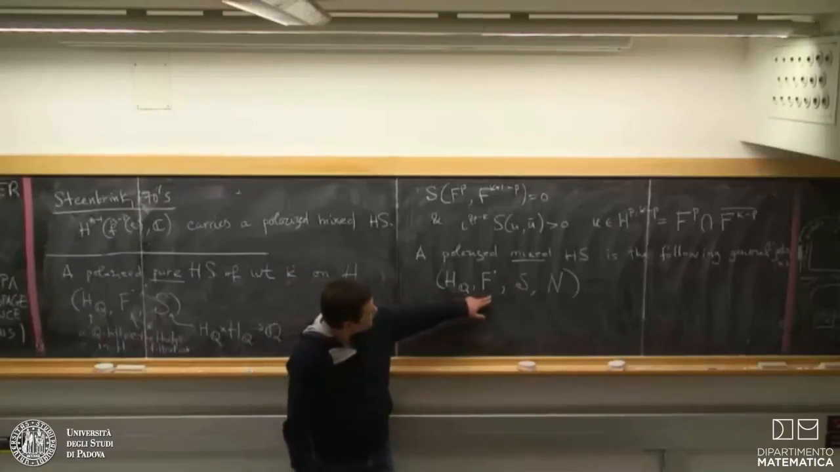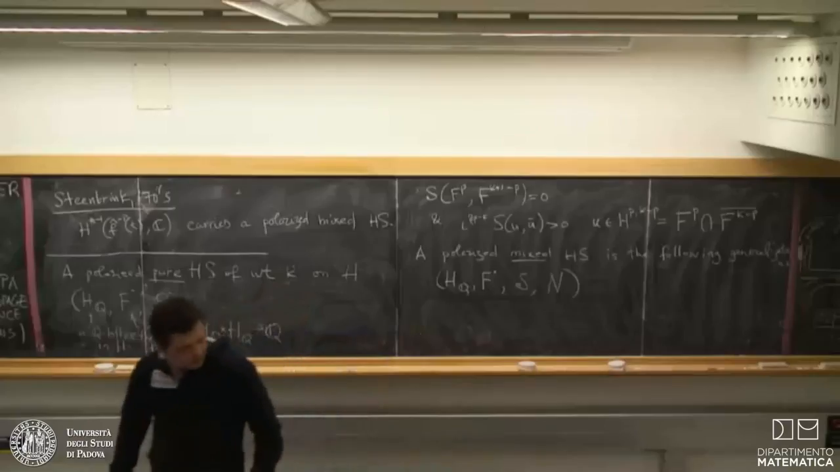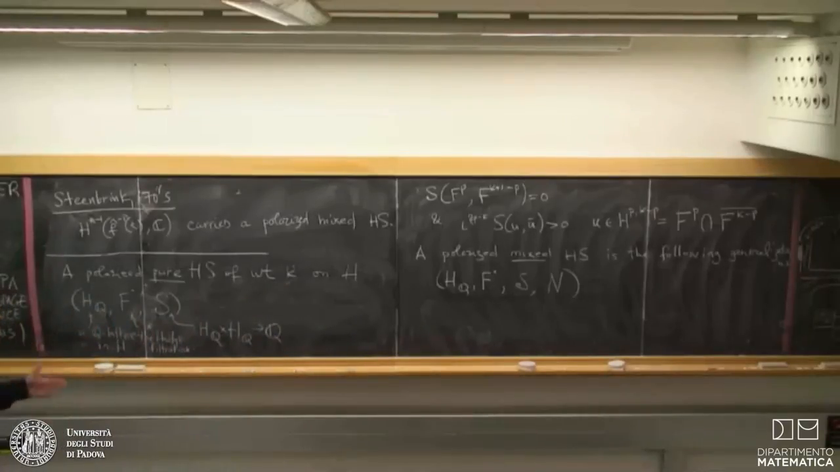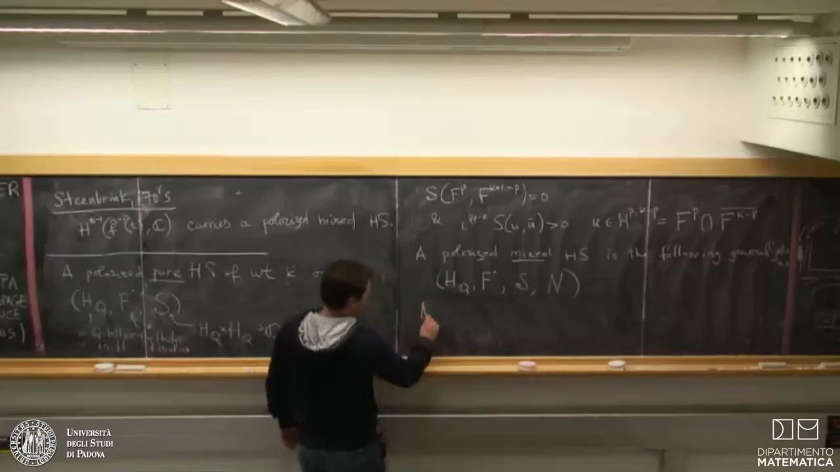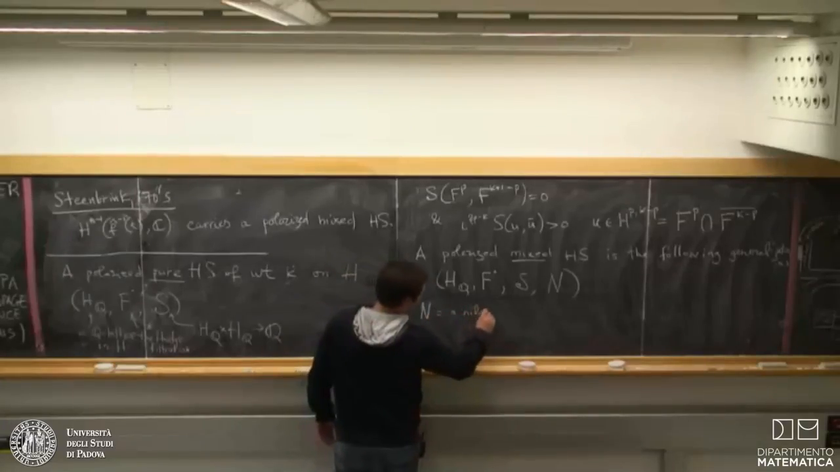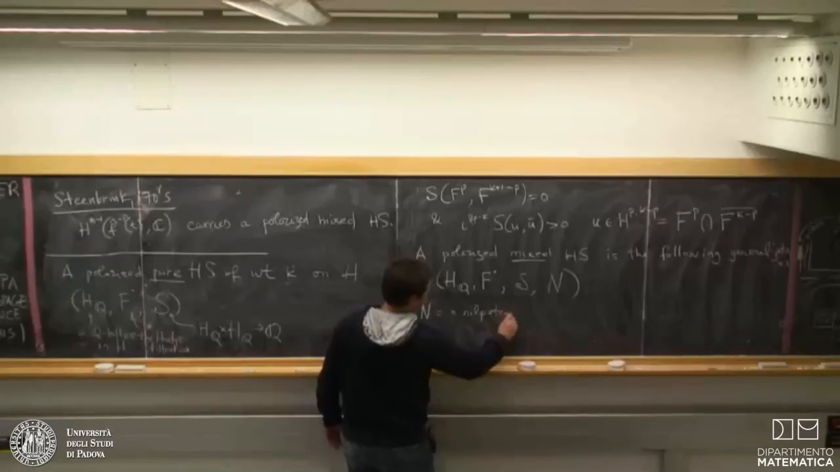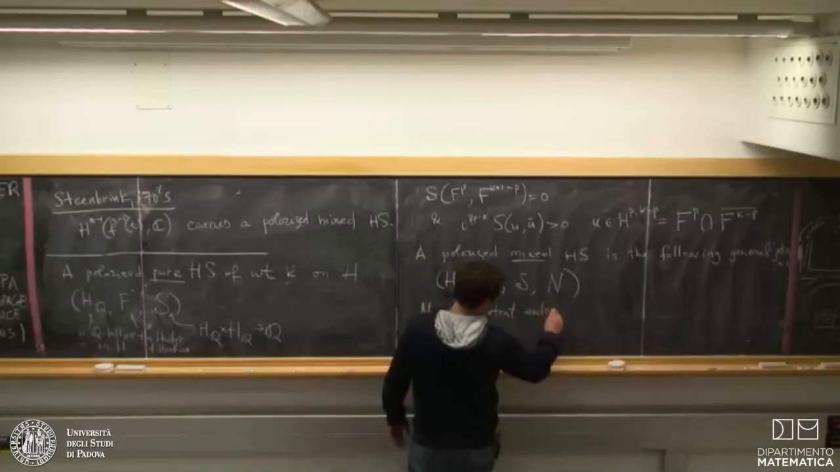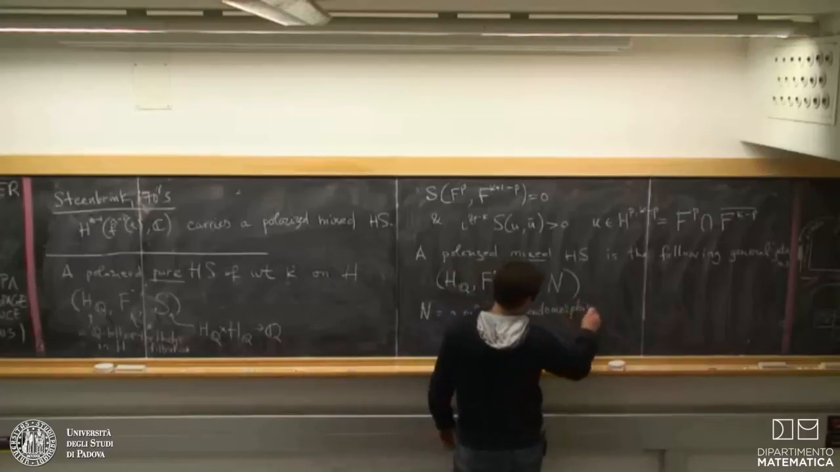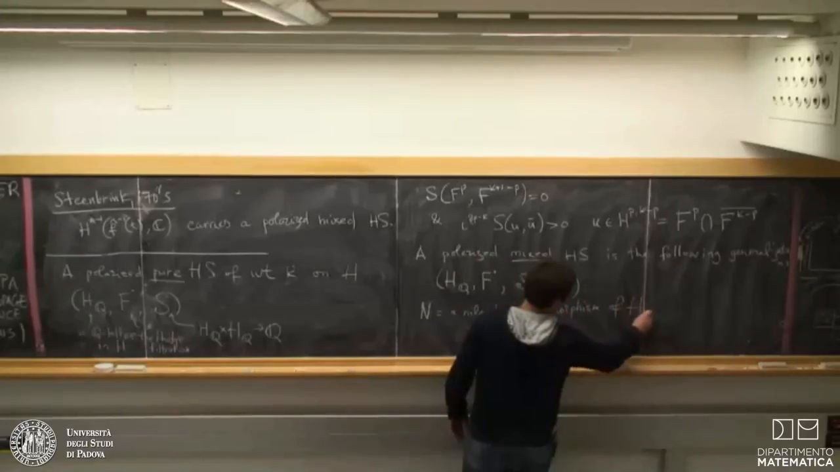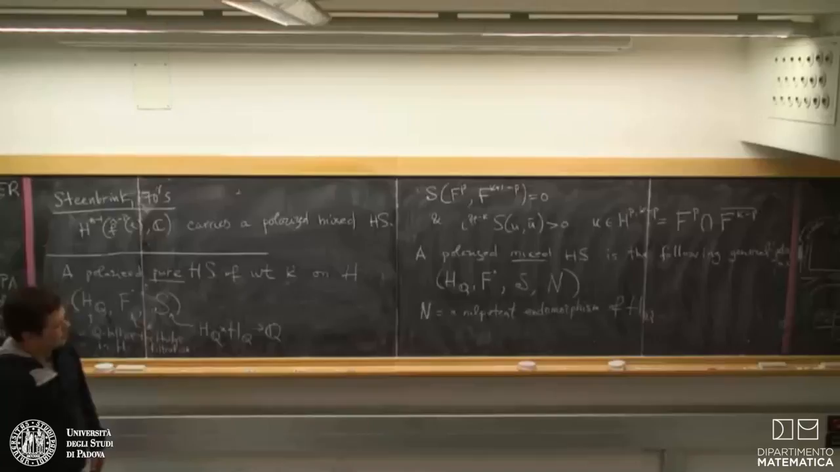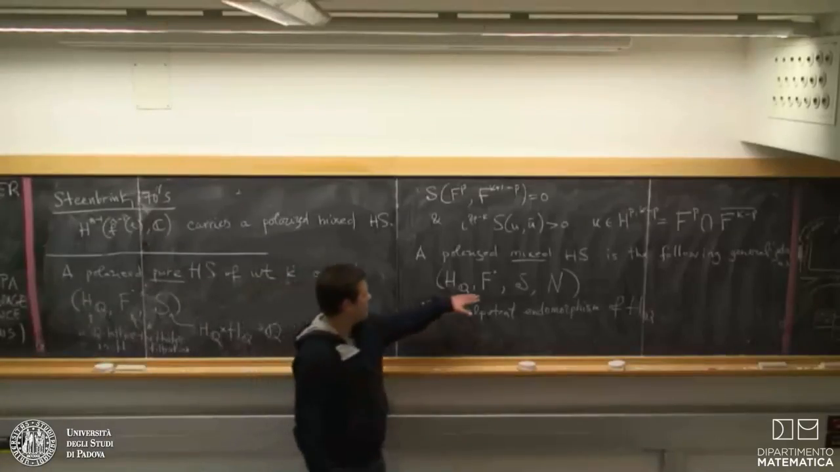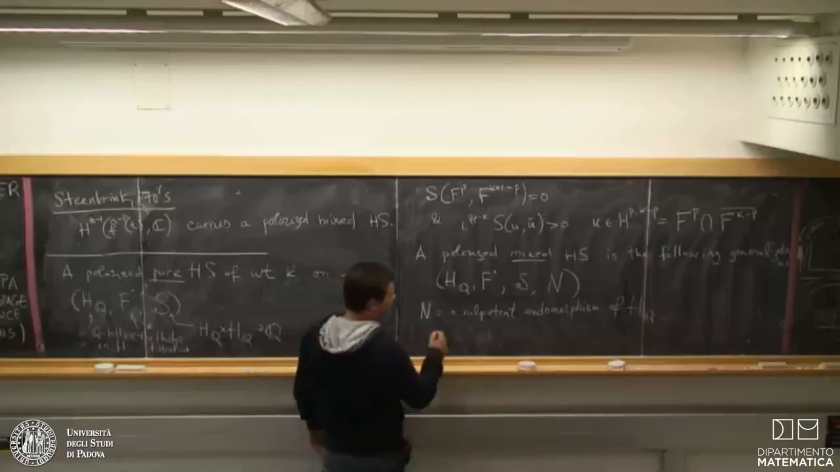The first three components in this tuple have the same meaning as before, and they satisfy some of the properties we had before. And this is an important endomorphism of H_Q, which is compatible with the rest of the data, compatible in the following sense.